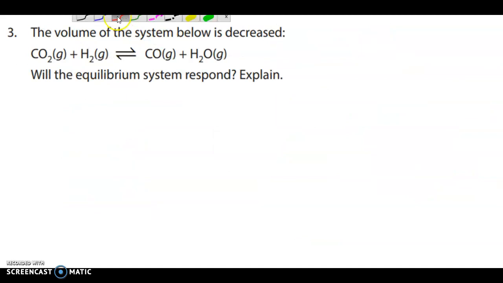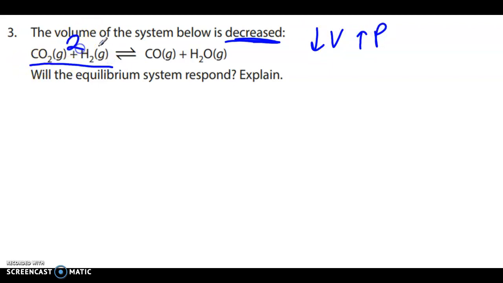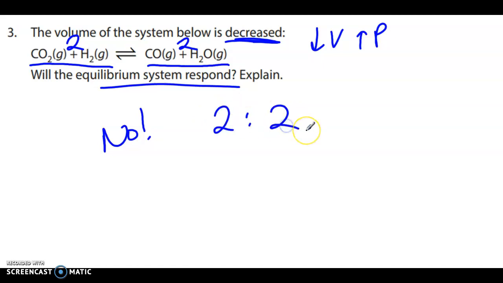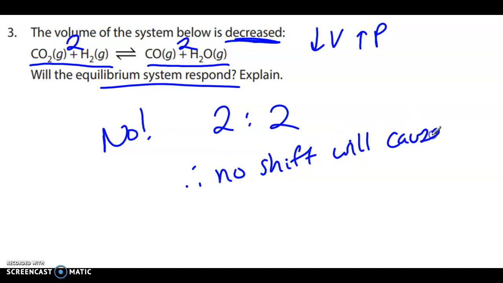Okay, and example number 3 here, we have the volume of the system below is decreased. So we're lowering the volume, which means an increase in the pressure. So here, I have 2 moles worth of gas compared to 2 moles worth of gas. Will the equilibrium system respond? The answer here is no. And the reason why is because we have equal moles of gas on either side. We have 2 versus 2. So therefore, you're not going to have a shift. No shift will cause a relief in pressure.